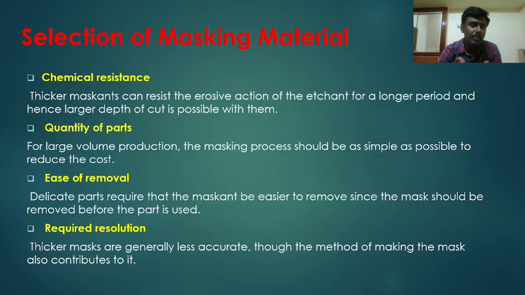And there are some criteria under which the masking material needs to be selected. It needs to be chemically resistive, which means it should be resistant to the etchant solution for a longer time duration, and this needs to be evaluated so that the depth of cut can be considered. And the quantity of parts matters, as we can't get accurate measurements for all the processes. If it is mass production, we need to go with an economical way. So sometimes we need to drop some of these requirements and go for an economical way.